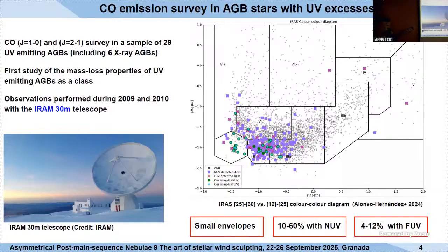in the IRAS color diagram, these UV AGB stars are located in the lower left corner. This means that the envelopes surrounding these AGB stars are small, and if we take a look at the statistics, near ultraviolet emission seems to be in some way more common, but far ultraviolet emission is less common. We performed a survey of CO emission lines in a sample of 29 UV emitting AGB stars with the IRAM 30 meter telescope here in Granada.